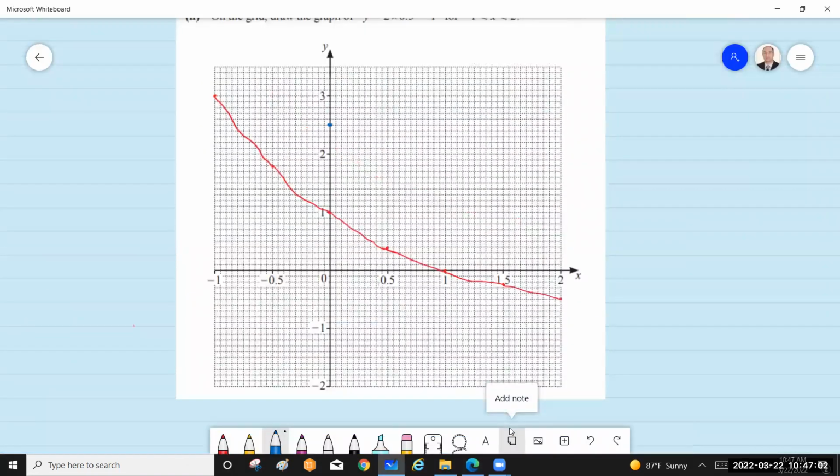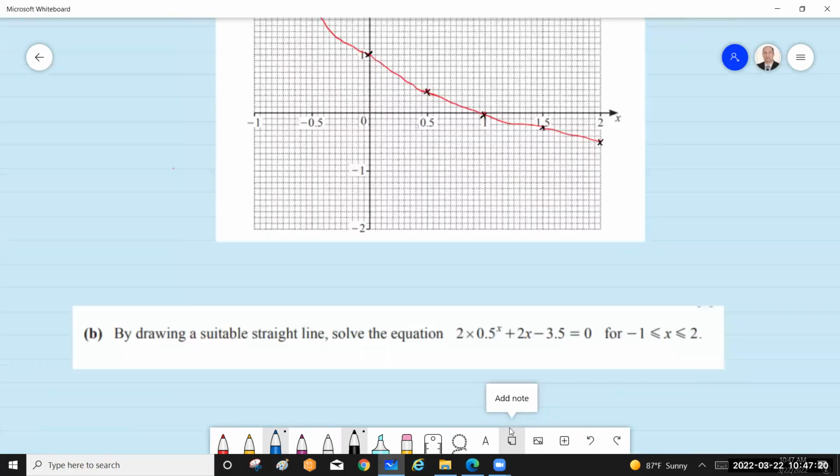Okay. These are the points I use, the points given in the table. Okay. With these points, just draw by freehand a smooth curve like this. And then it asks you some questions on this part. For example, by drawing a suitable straight line, solve the equation. Look, the original equation was this curve, y equals 2 times 0.5 to the x, I think, minus 1. Let me check.